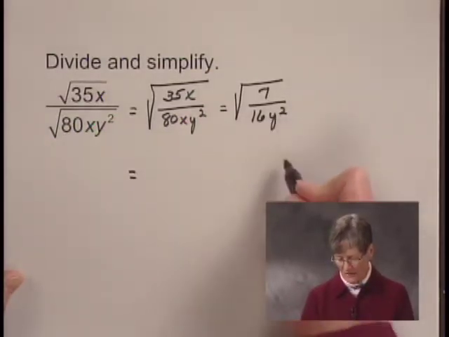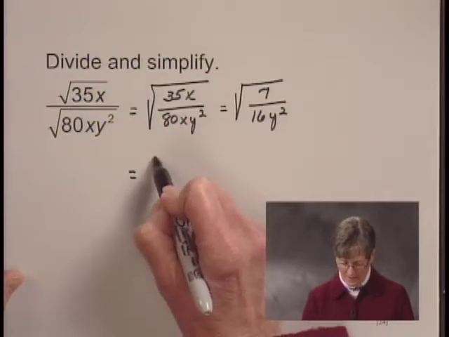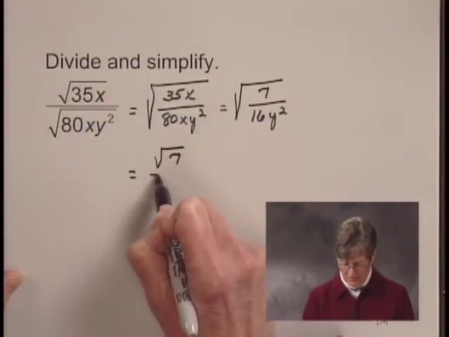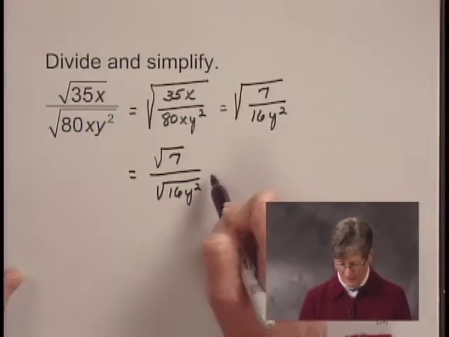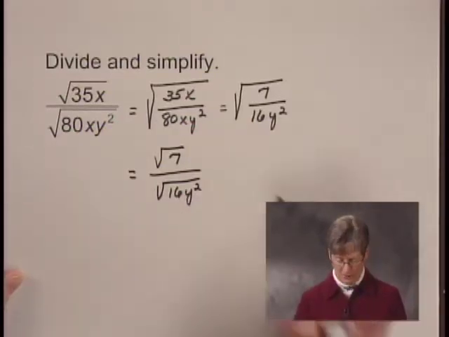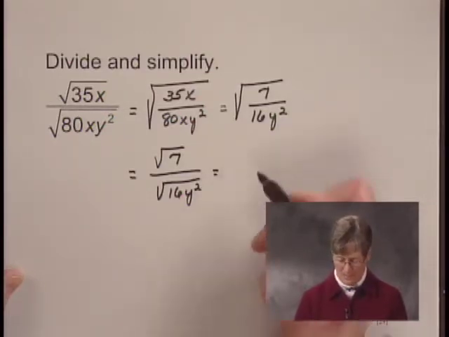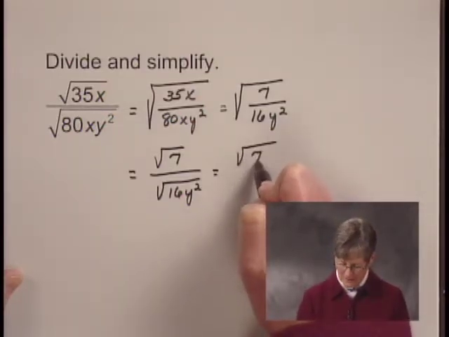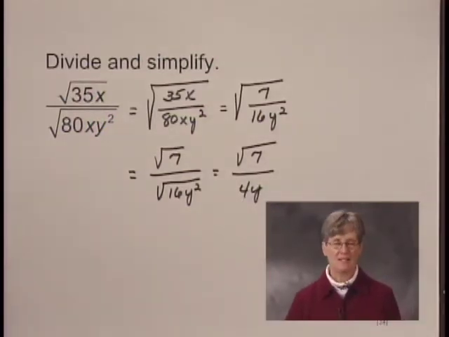And now I can write this square root of a quotient as a quotient of square roots. I can write it as the square root of 7 over the square root of 16y squared. And 16y squared is a perfect square. If I square 4y, I get 16y squared. So I can write this as the square root of 7 over 4y, and this is the final result.